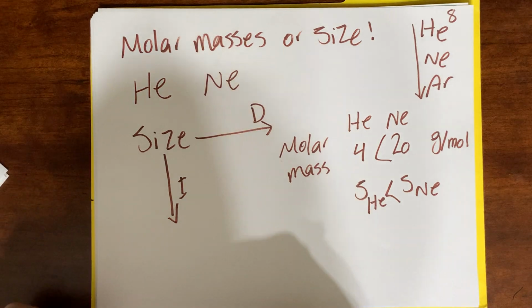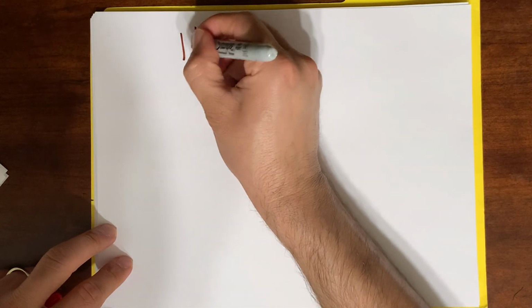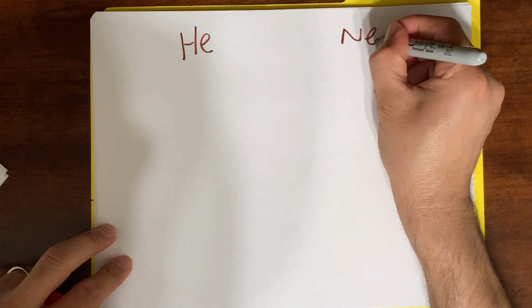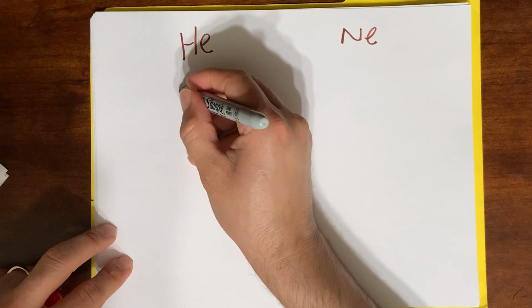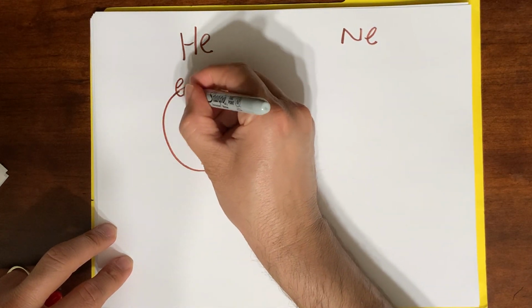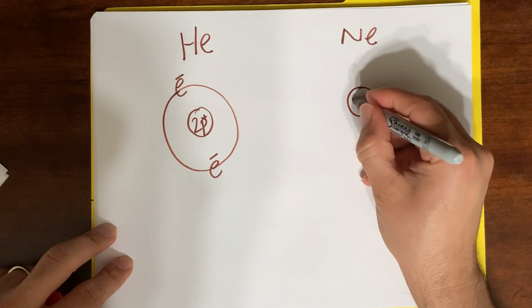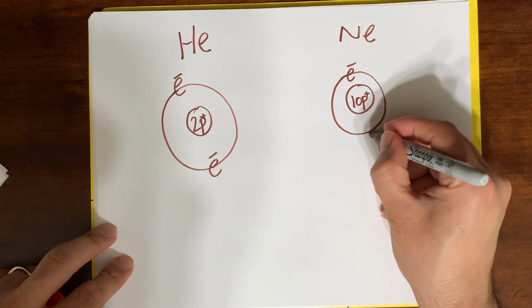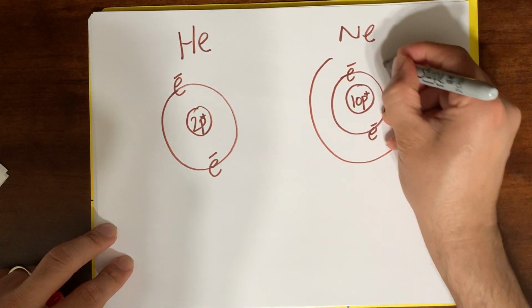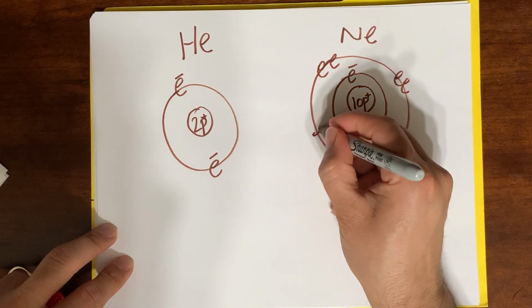Why is entropy getting bigger by increasing size or molar mass? Let's talk about that. We have helium and neon. Helium has a nucleus with 2 protons, and in the first orbit you have 2 electrons. Neon has a nucleus with 10 protons. The first layer has 2 electrons, then you have the second layer with 8 electrons in it.